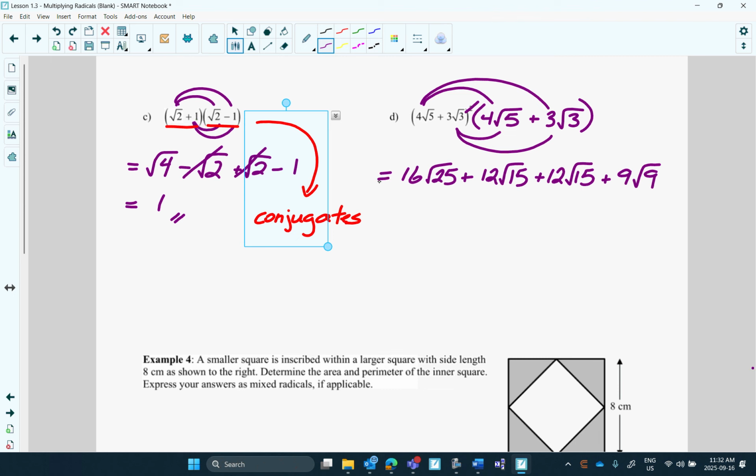Look at our radicals. Look at the square roots. What can you do with this? Root 25 is 5. So 5 times 16 is 80.